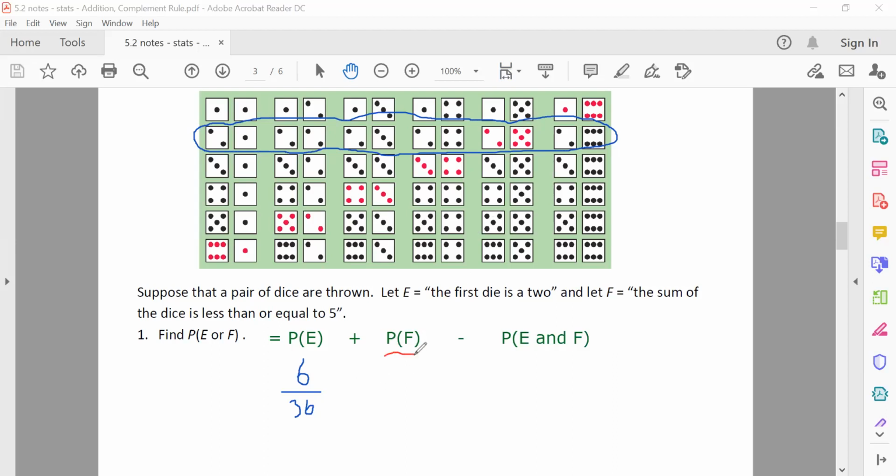Now the event F is that the sum of the dice is less than or equal to 5. So we've got to circle all the ones that have a sum of less than or equal to 5. So this adds up to 2. This adds up to 3. This adds up to 4. This adds up to 5. So all of these are included. But then this adds up to 3. This adds up to 4. This adds up to 5. So these are included, as are these and this. So this right here is going to look like a little bit of a step ladder.